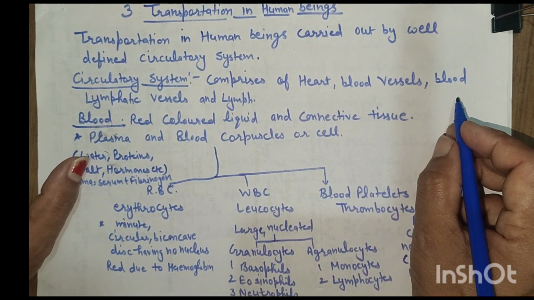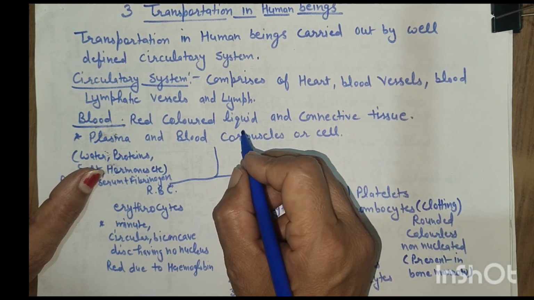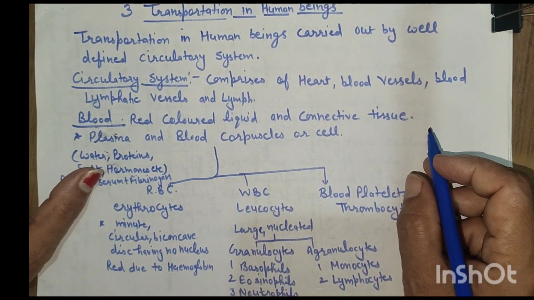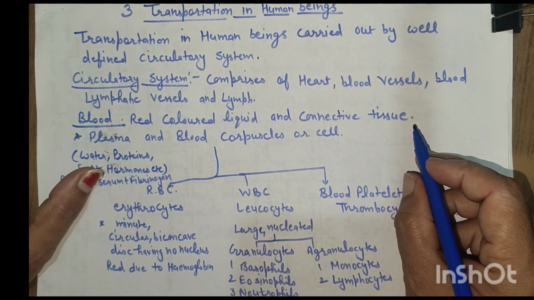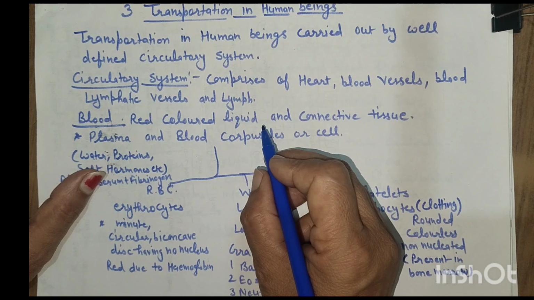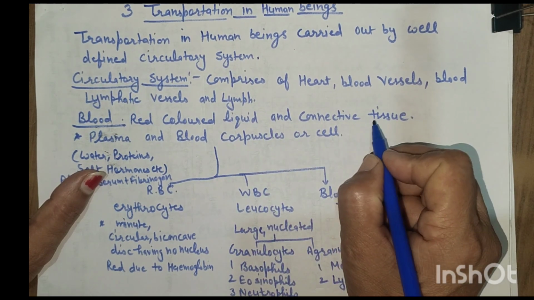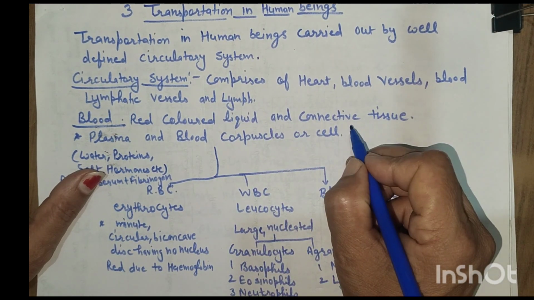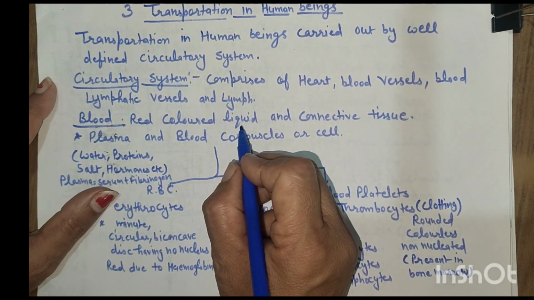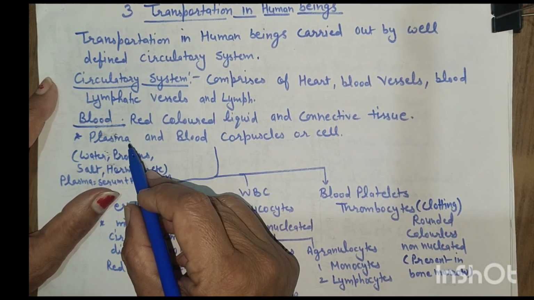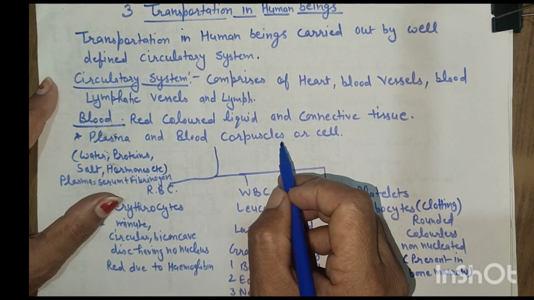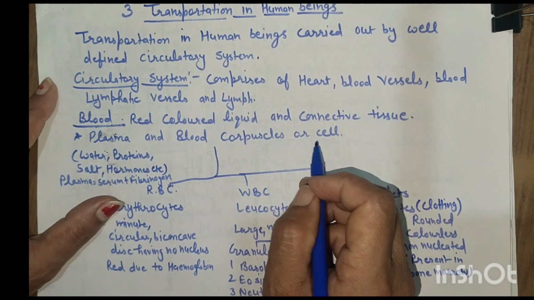First, we will discuss the blood. Blood is a red colored liquid, and it is a connective tissue. It is called a connective tissue because it connects the whole body. There is no part where blood is not present. That is why it is called connective tissue, and it is red in color due to a red colored pigment. It consists of two parts, plasma and the blood corpuscles or cells.